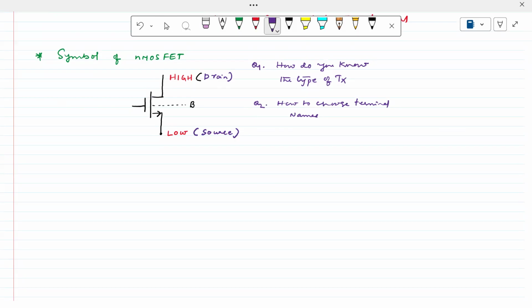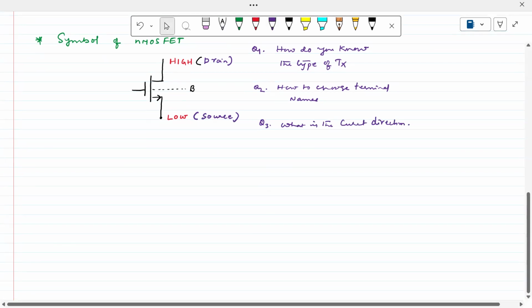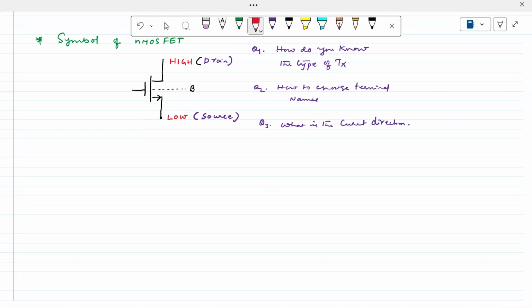Now, what is the current direction here? Next, question number 3: what is the current direction? Current always flows from high potential to lower potential. Therefore, the current direction is something like this.